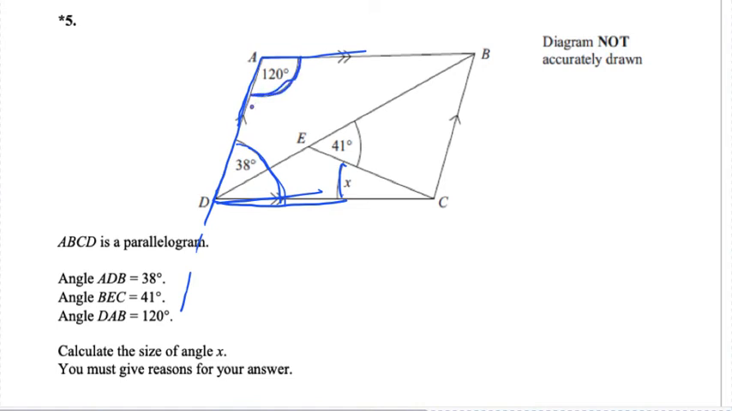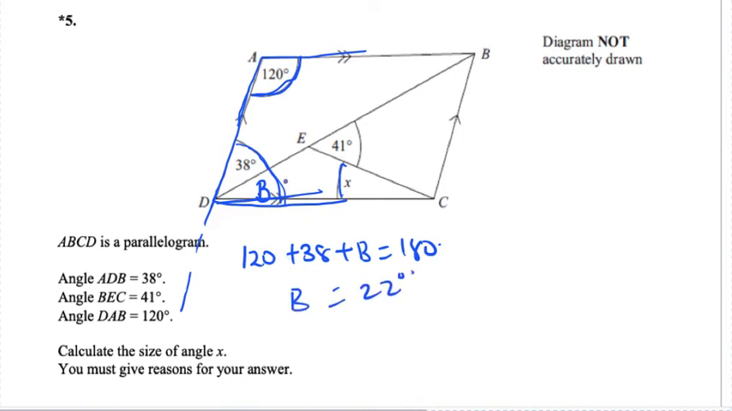So we can name this small angle here B. Okay, so let's find B. We can say 120 plus 38 plus B is 180. 120 plus 38 is 158. If you take it away from the 180, we get 22. So B is 22 degrees here.